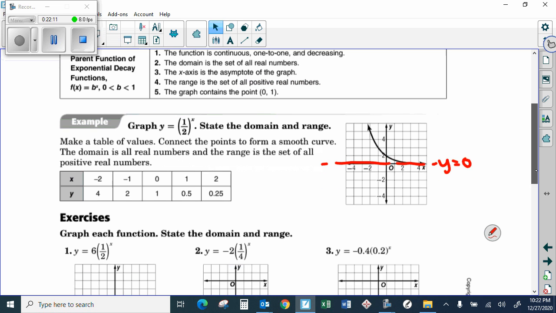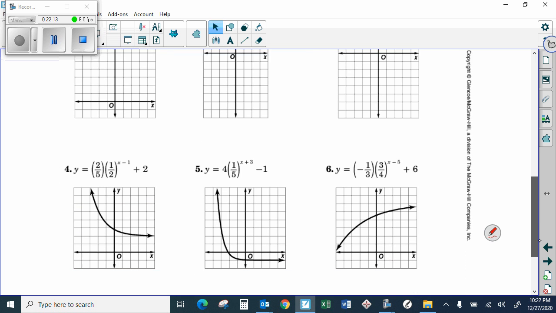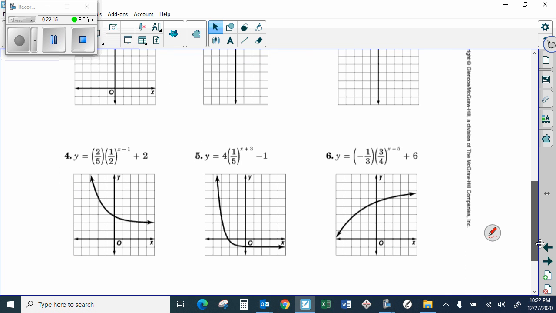Last page there. So all these graphs should look like that, since the key is the b to the x right here. This is what you're looking for. This b part has to be between 0 and 1 for it to be exponential decay. It's not about this right here. It's not about this 4 out here. That does not make it exponential growth. It's still an exponential decay as long as the b is between 0 and 1. Then it will always be decay.